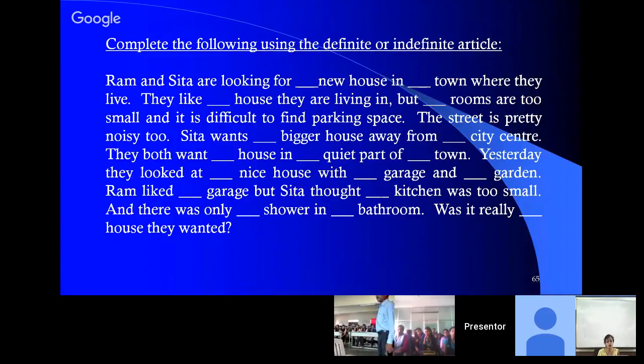Sita are looking for dash new house in dash town where they live. See, first blank for dash new house. Article barbeku. Any answers? Answer. Okay, Ram and Sita are looking for dash new house. Now you see. Ram and Sita are looking for dash new house in dash town where they live. The first sentence of this paragraph.